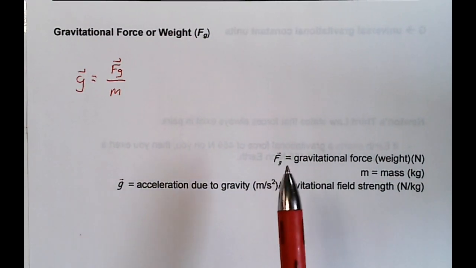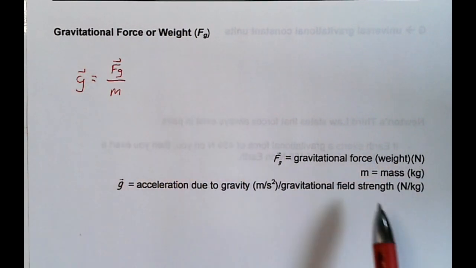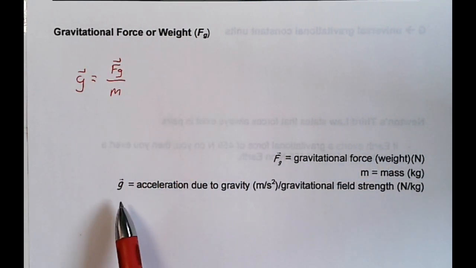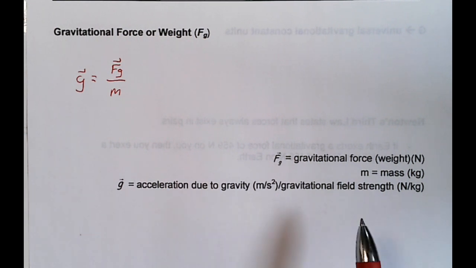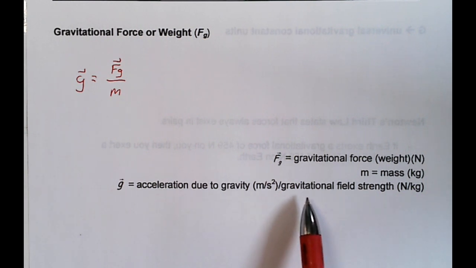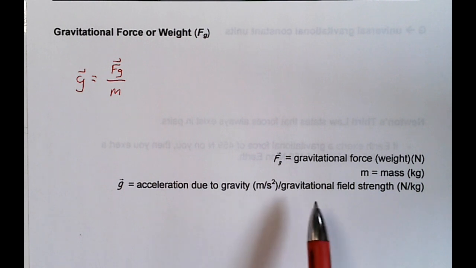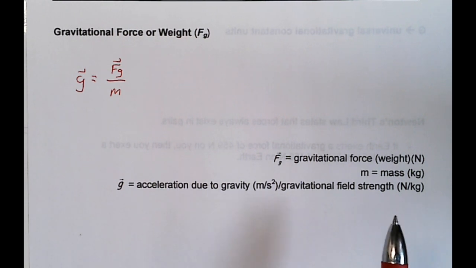When we did this before, we had the gravitational force or weight, which is the same. We had the mass, which is the same. But for g, we use this to represent the acceleration due to gravity. Now we call that the gravitational field strength in a lot of our situations. They are going to be the same number. So on Earth, it's the same constant. It's 9.81 meters per second squared, or it's going to be 9.81 newtons per kilogram. That's going to make more sense as we go through it.